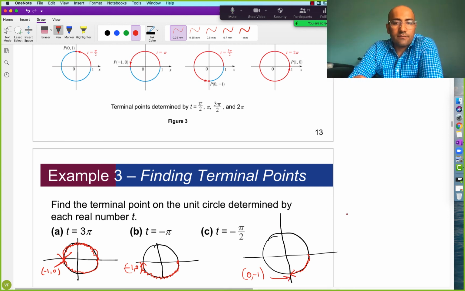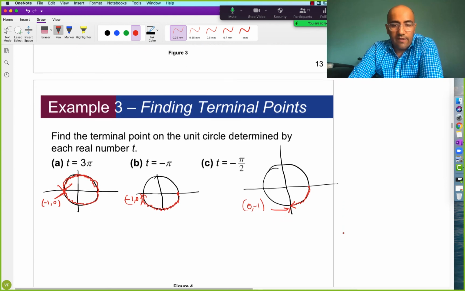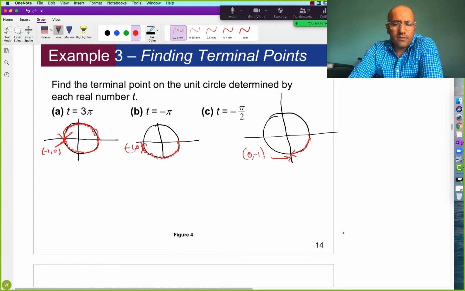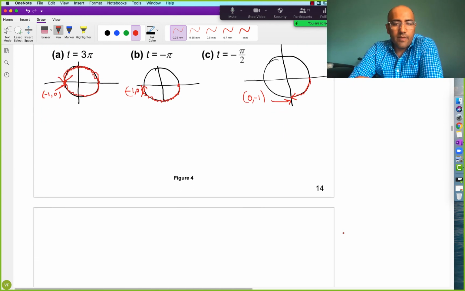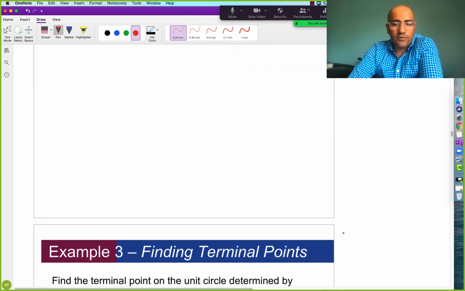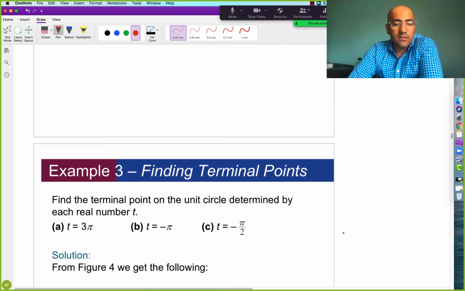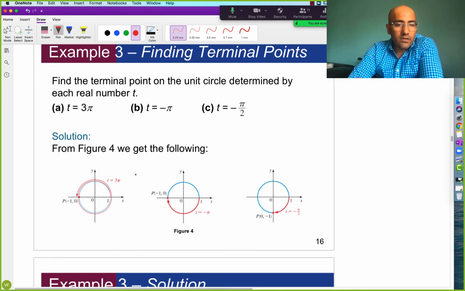Any questions? No? 5.1 should be really easy. I know it's tempting to think that maybe you're doing something wrong because the questions are so easy, but they really are that easy.